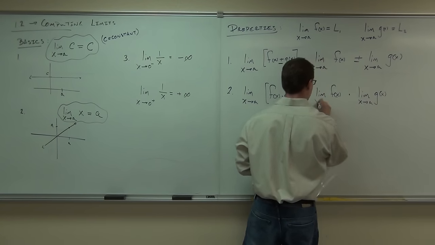Okay, now, what can you do with limits that are being multiplied together? Can you split them up by multiplication? Yeah. Do that now. Okay, make two limits out of it. Limit of this one times the limit of this one. Do that for me.